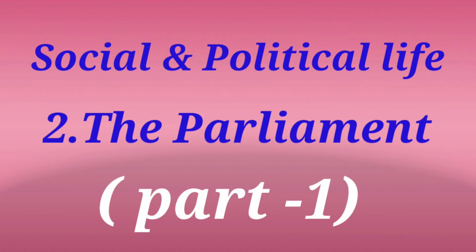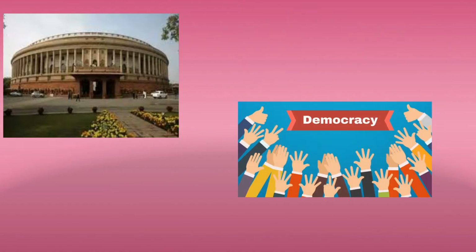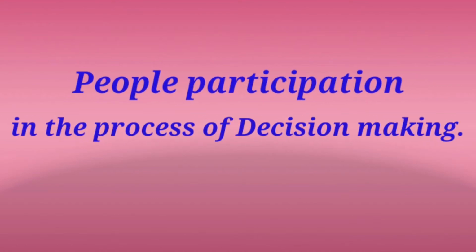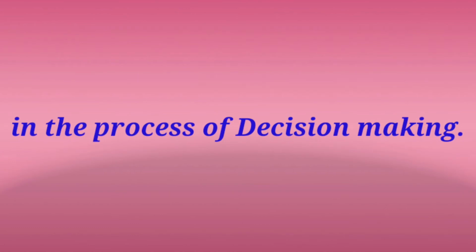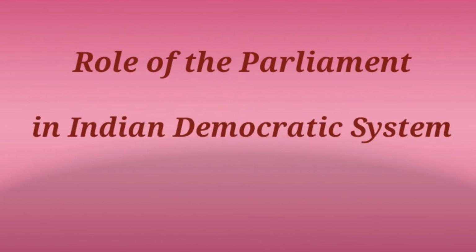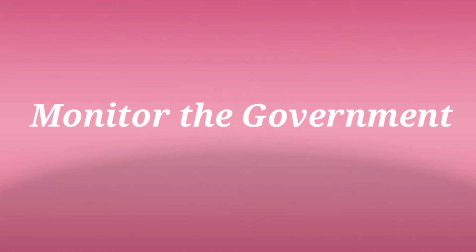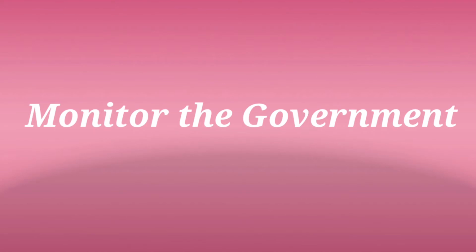So in this video, we are going to learn about the lesson, the Parliament. You know very well, the Parliament plays a very important role in the democracy of India. The learning objectives of the lesson are, first, to learn about the importance of people's participation in decision making. Second, to understand the role of Parliament in India's democratic system. And the last one is application: we are going to apply our learning to understand how the Parliament enables citizens to participate in decision making and monitor the government. So these are the three important things we are going to learn in this lesson.